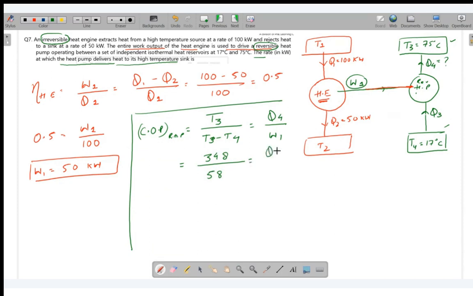Q4 I don't know, W is 50. So Q4 I can find out. It is 300 kilowatt. Yes, Meenakshi, that is correct. Is it clear?